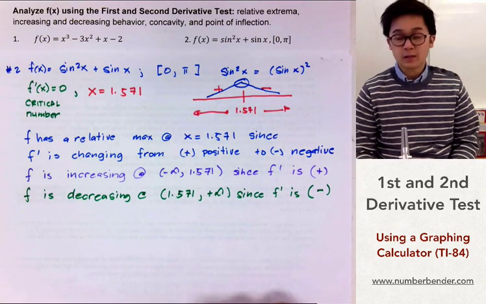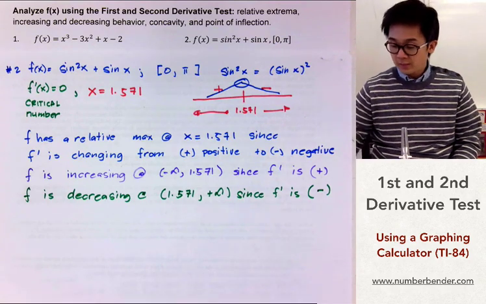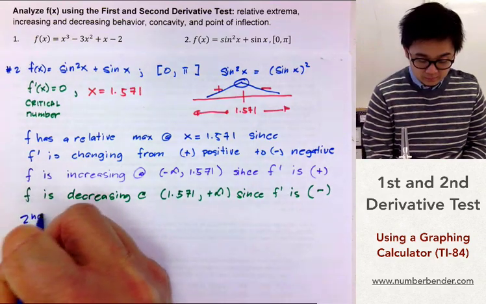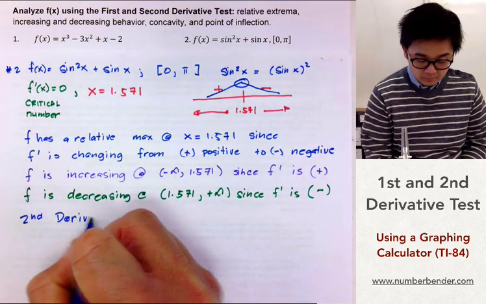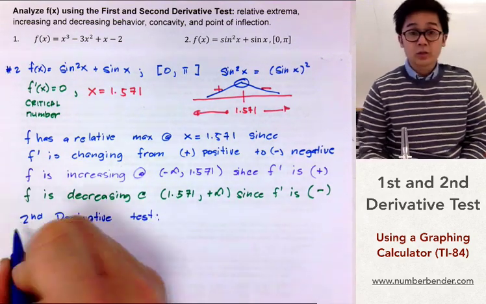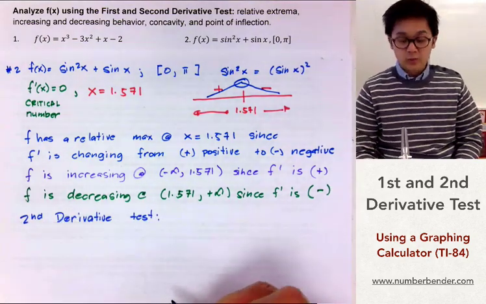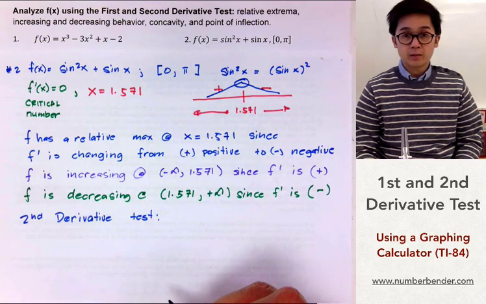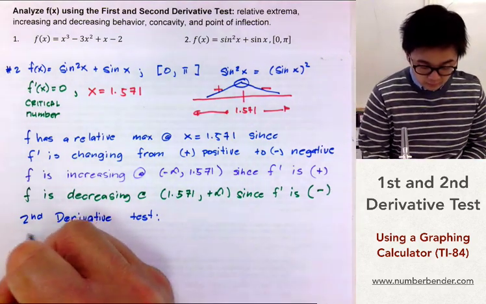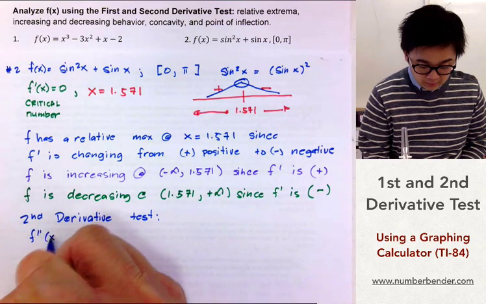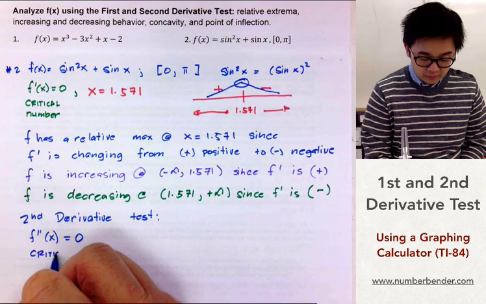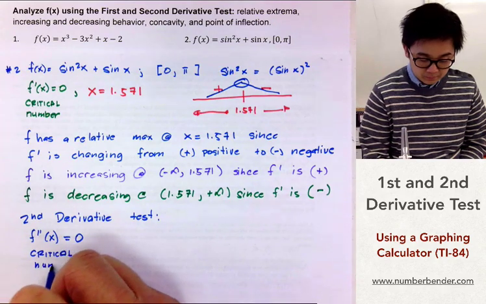Now let's go ahead and use the same calculator, the TI-84, for the second derivative test. In the second derivative test, we're going to find the concavity and the point of inflection of the function f. So to do that, we need f double prime of x, and we need to set it equal to 0, so we can have our new set of critical numbers.